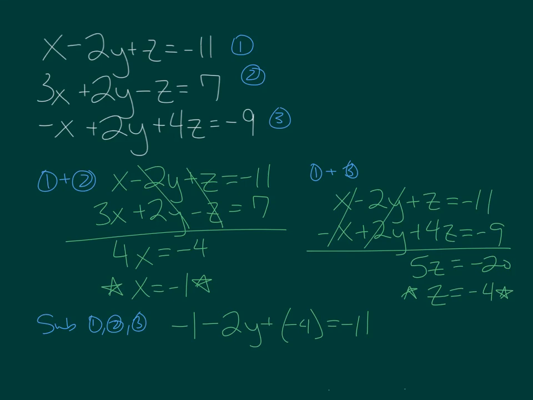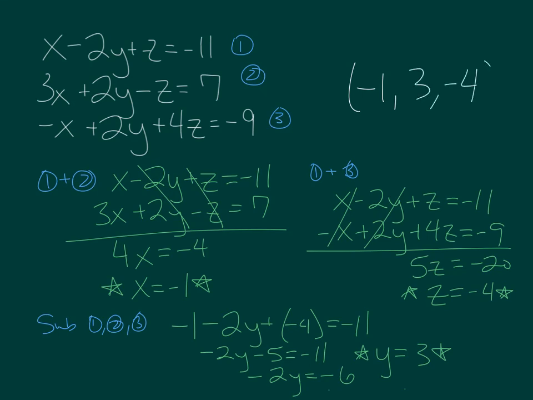Okay, I get that negative 2y minus 5 is equal to negative 11. Negative 2y is equal to negative 6. And that y is equal to 3. Here's the third part of my three-part answer. And the ordered triple that solves this system is negative 1, 3, negative 4.